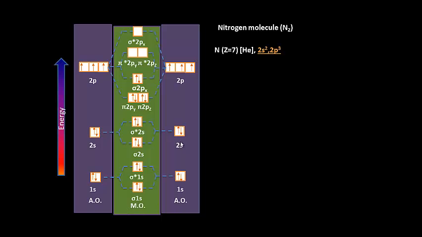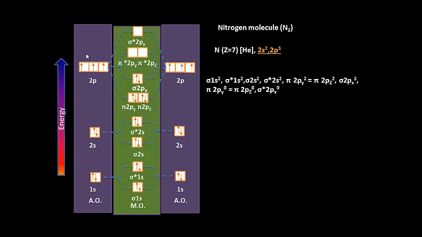The electronic configuration of nitrogen molecule is sigma 1s2, sigma star 1s2, sigma 2s2, sigma star 2s2, pi 2py2, which is equal in energy with pi 2pz2, sigma 2px2, and the anti-bonding orbitals, they don't have any electrons, so pi star 2py 0, pi star 2pz 0, sigma star 2px 0.